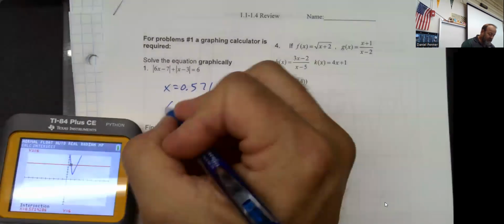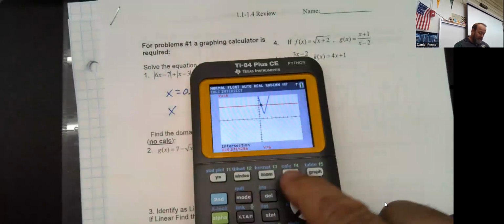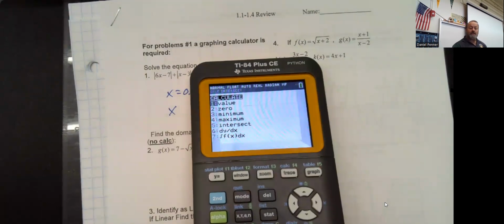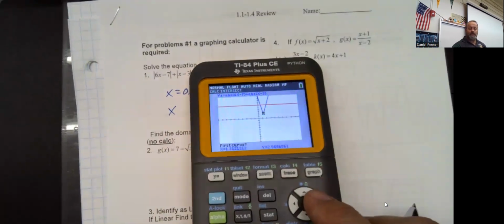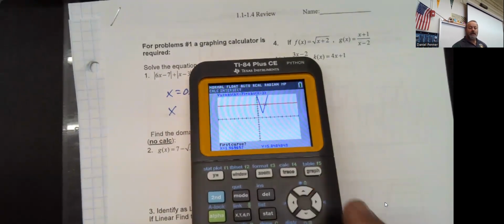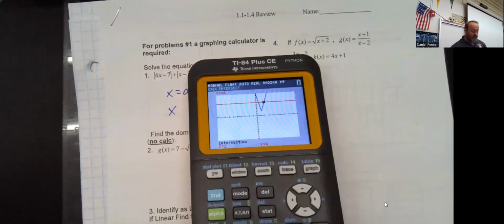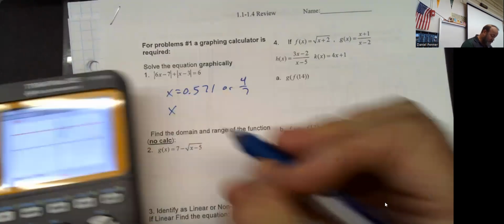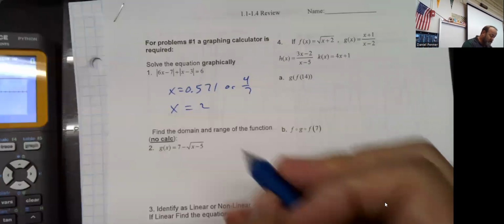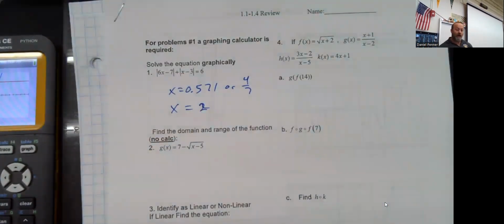But there's another one. So when I do that again, and I go second calculate the intersection, I want to move over closer to that other intersection. And I can say, just like the previous one, we actually have a nice answer. It's x equals 2. So the two locations of those points of intersection are there.